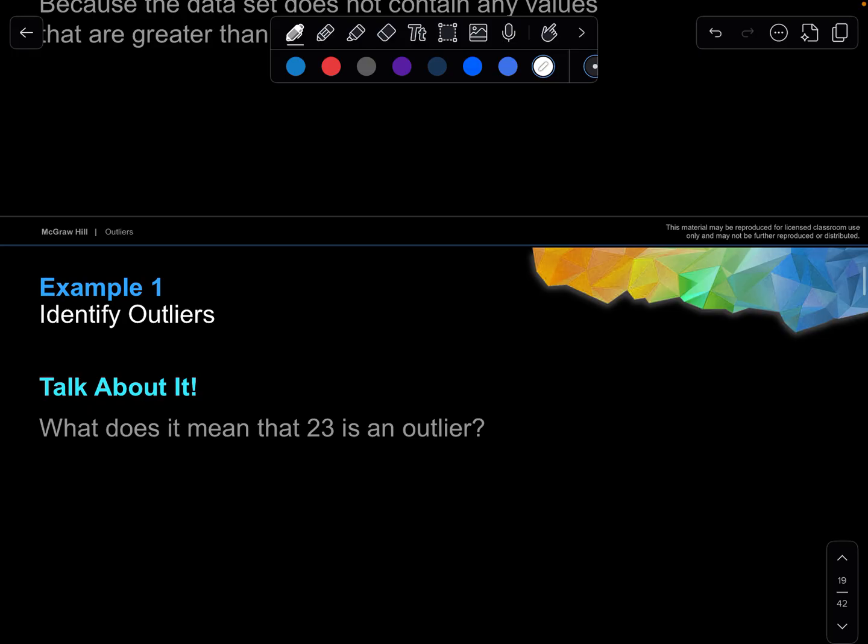Now, what does it mean that 23 is an outlier? When you look at the context, it tells you that the age of the youngest person is an extreme value in the data set, and it is significantly lower than other data values that you have.